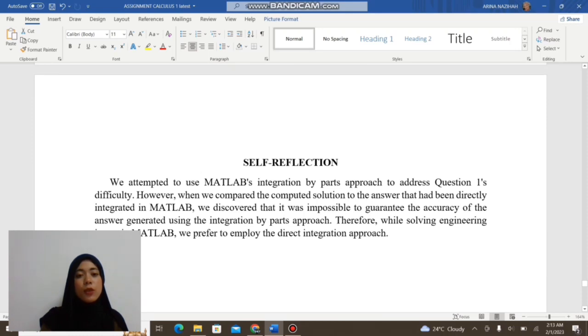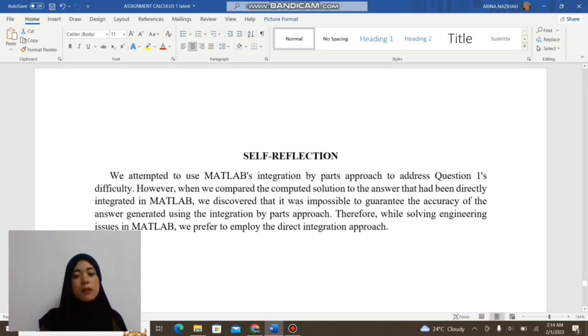Self-reflection: we attempted to use Matlab's integration by parts approach to address question 1's difficulty. However, when we compared the computed solution to the answer that had been directly integrated in Matlab, we discovered that it was impossible to guarantee the accuracy of the answer generated using the integration by parts approach. Therefore, while solving engineering issues in Matlab, we prefer to employ the direct integration approach. That's all from us. Thank you.